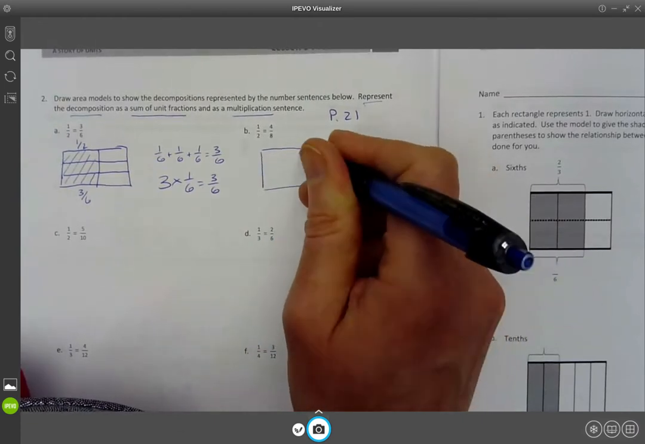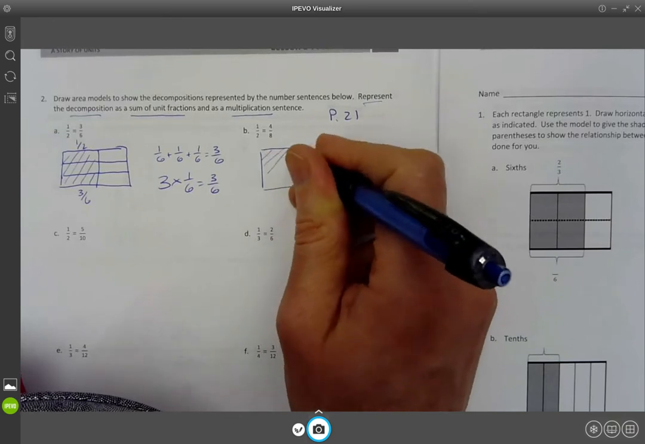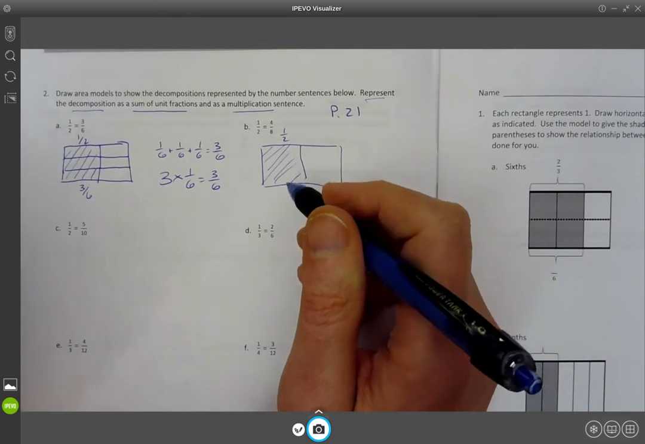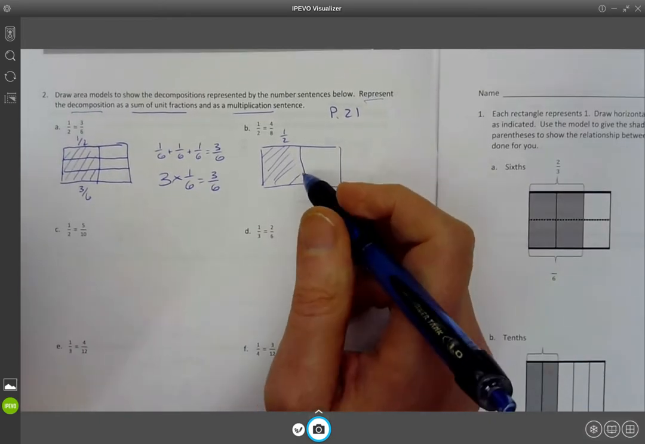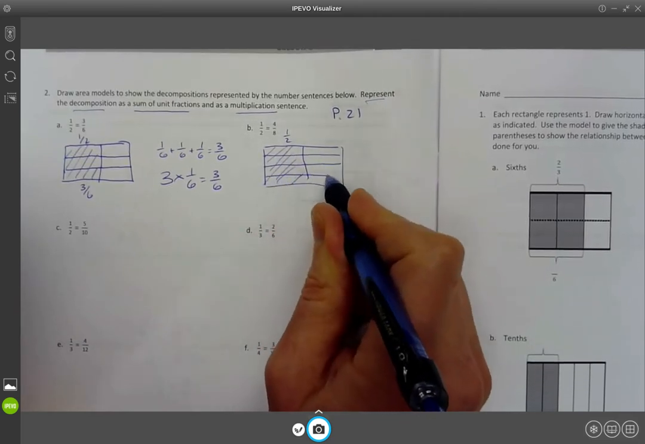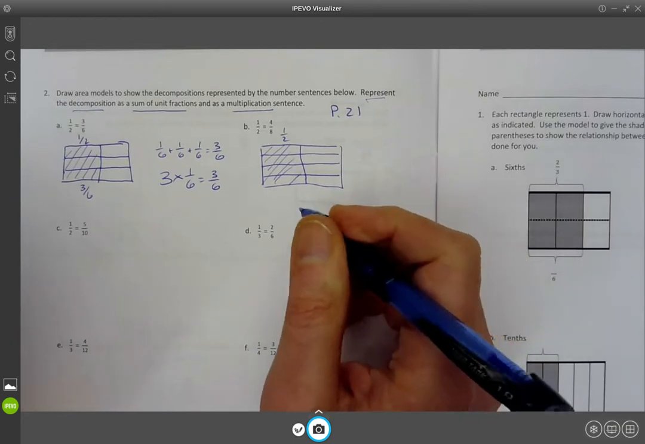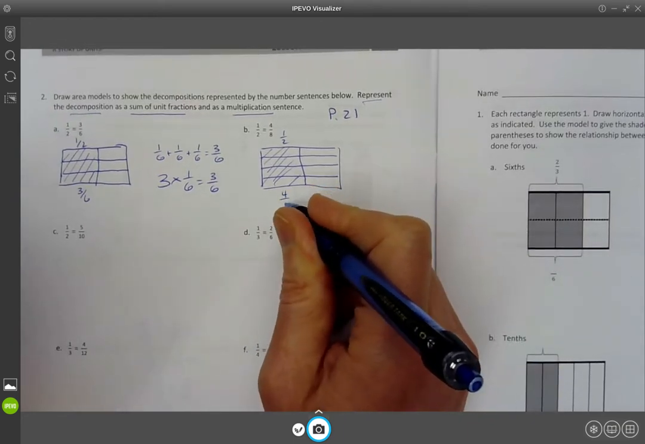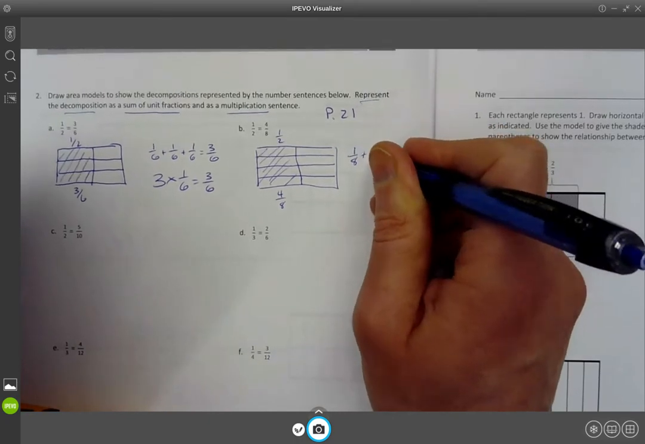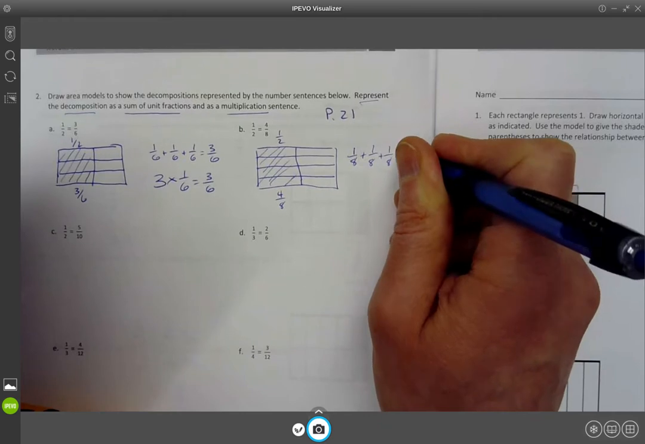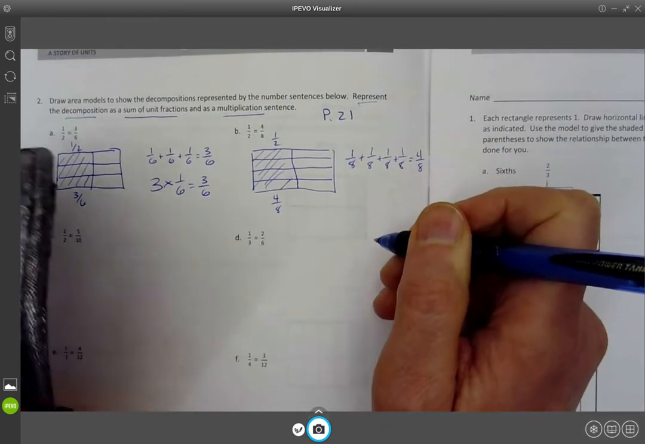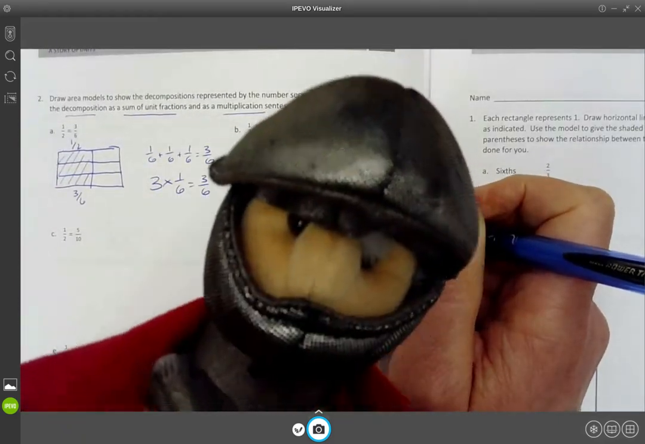Draw my half. There is 1/2. And now I need to make it be 4/8. Let's see. 4 rows would take 3 lines. There we are, 4/8. So now this is 4/8 unit fractions. 1/8 plus 1/8 plus 1/8 plus 1/8 equals 4/8. All right, and that was how many of them? I believe it was 4.